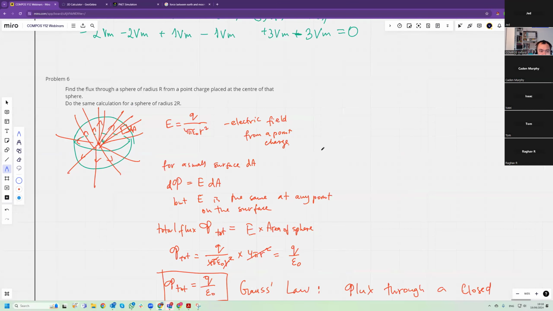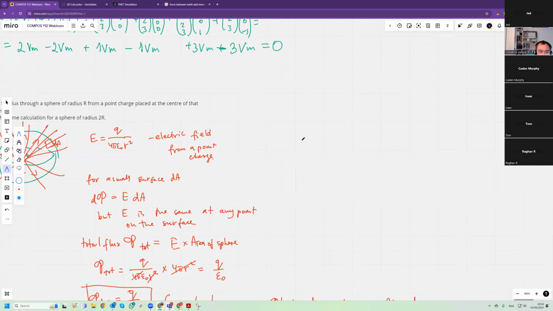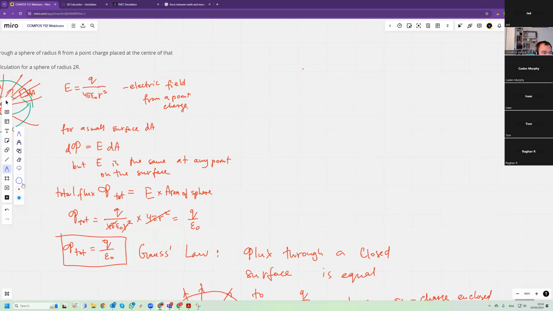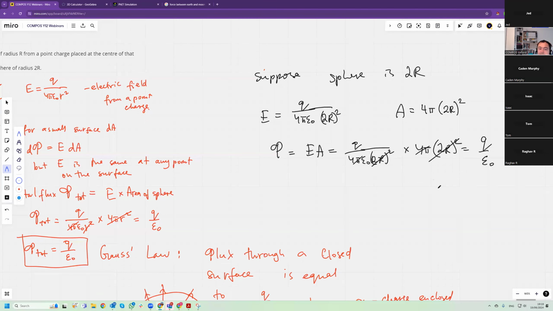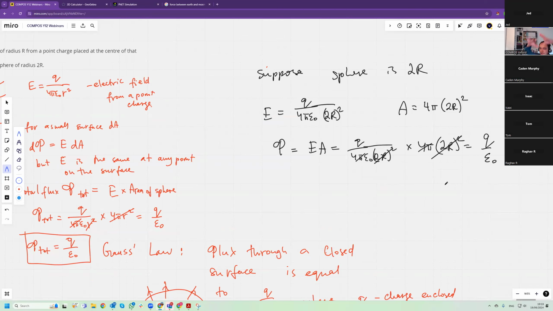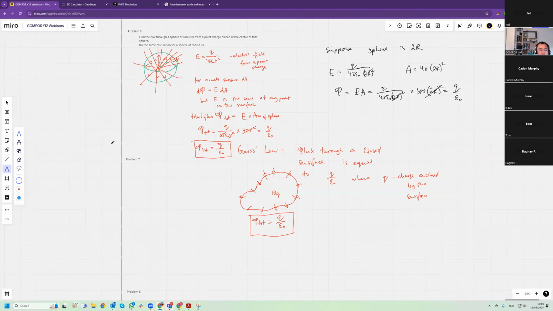And if the sphere was 2 times larger, well, nothing would really change. Suppose the sphere is 2r. That means the electric field would be weaker, Q over 4 pi epsilon naught (2r) squared. But the area is now 4 pi (2r) squared. And the flux is EA, which is Q over 4 pi epsilon naught (2r) squared multiplied by 4 pi (2r) squared, and it still cancels and becomes Q over epsilon naught. There's no difference. The shape and the size of the surface does not matter. And this is the key point of Gauss's law.